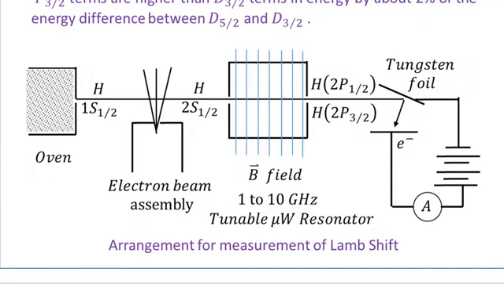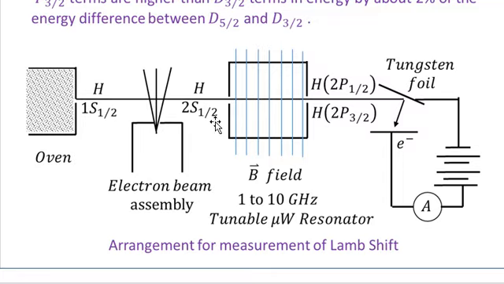So what will happen? For the moment, forget about 2p1/2 and 2p3/2. Suppose that they are not present. What will happen? 2s1/2 will pass through the assembly and will be incident on the tungsten foil, and it will give its energy to the tungsten foil, and an electron will be emitted. This electron will flow in this circuit, and a current is recorded. So there is a specific value of the current due to the presence of 2s1/2.